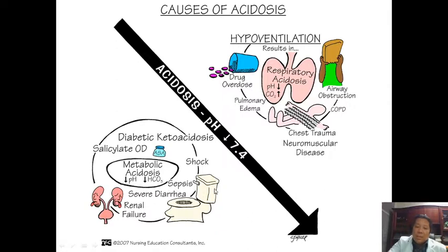All of these are potential causes of retention of hydrogen ions, thus decreasing the blood pH. Remember, more hydrogen ions, lower pH, so lower than 7.35. Or if you have less bicarb compared to acid or hydrogen, such as in the case of severe diarrhea, if you're losing too much bicarbonate, then that can potentially lead to metabolic acidosis.